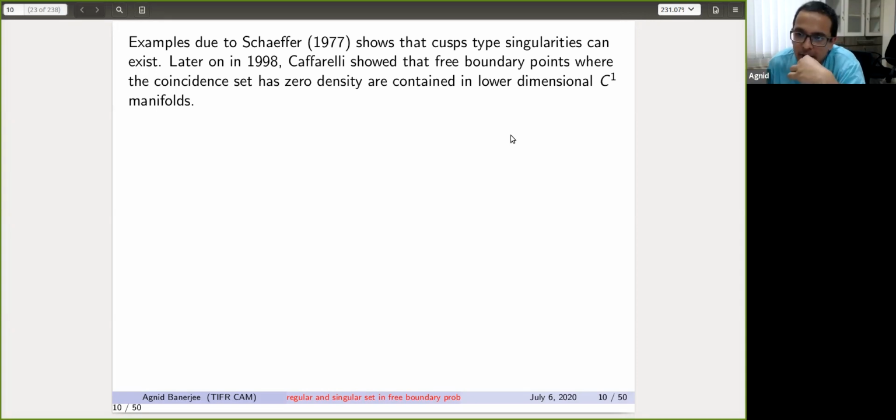Now, nevertheless, you would still want to understand what happens at singular points. Of course, you can have cusps, but still you would want to understand, at least from a geometric measure theoretic point of view, whether you can have some good stratification results for the singular set. That is, whether you can show that the singular sets are contained in some lower dimensional manifolds. And this is something that does happen, and that was shown by Caffarelli in 1998. He showed that the points where the coincidence set has zero density are contained in lower dimensional C1 manifolds.